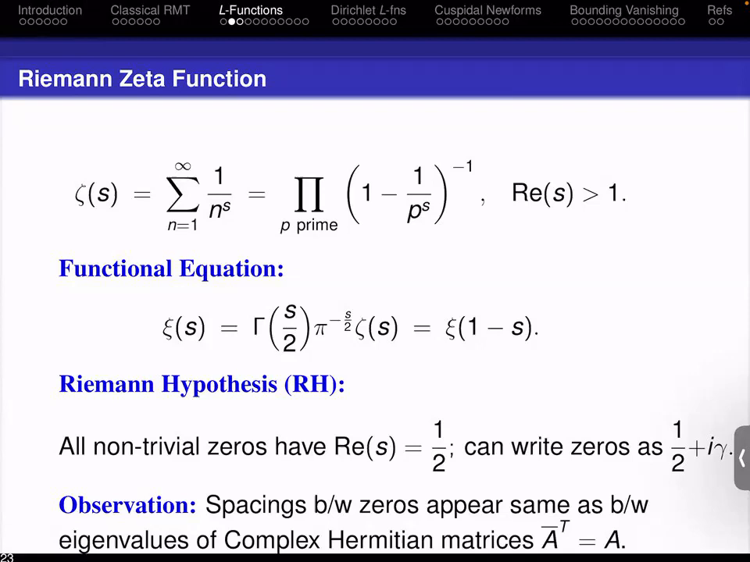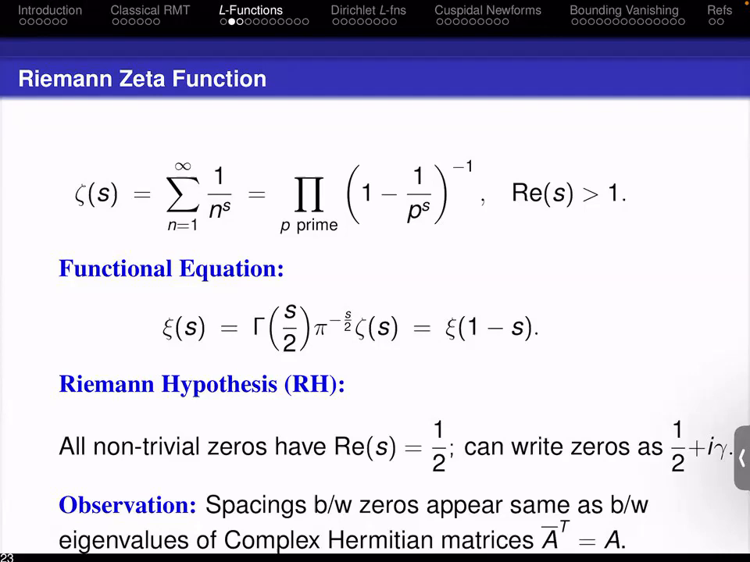And the main observation is that it turns out when you look high up on the critical line, the spacings between zeros of the Riemann zeta function seem to obey the same law as the spacings between eigenvalues of complex Hermitian matrices. So this was a remarkable discovery when it first came out.